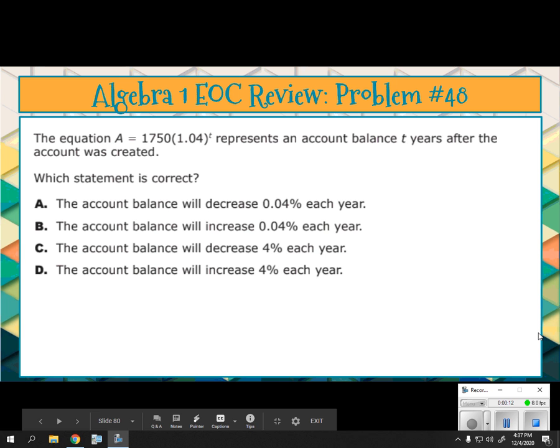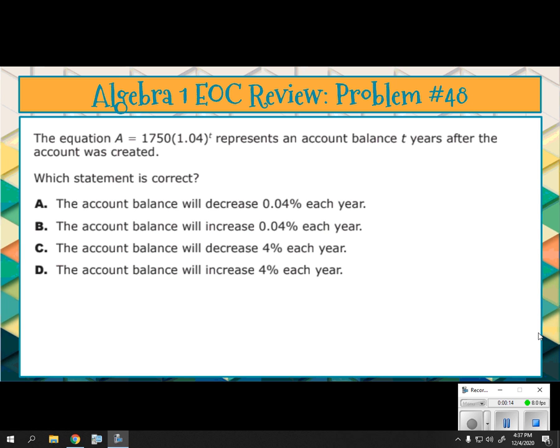Here's problem number 48. Alright, so we have an equation. It is an exponential equation because there's a t in the exponent. They want to know about percentage, so this is that r component, what's going on inside. The question is, am I adding something to 1 or am I subtracting something from 1? I am adding something to 1. I have something larger than 1, so that means I have an increase.